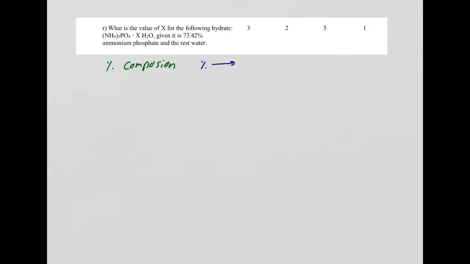We go percentage to gram, gram to mole, and then you divide by the smallest number of mole. You guys remember that? Percentage to gram, gram to mole, divide by the smallest number of moles, and then you get a ratio. That's exactly what it is, and it's exactly what you did in lab, for the hydrate lab.